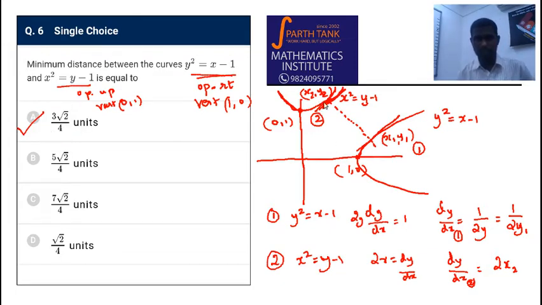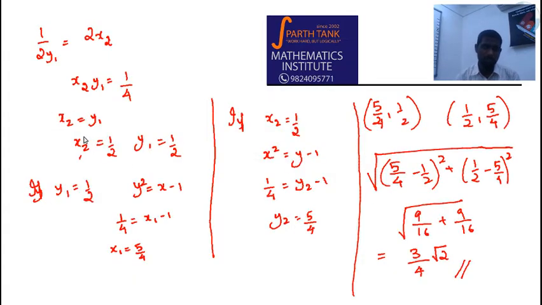The ideas that we have used are the shortest distance is along the common normal. So if there is a common normal, then the tangents at the ends of the common normal should be parallel. Their slope should be the same. So slope of the tangent to this curve at x1, y1 should be the same as the slope of this tangent at x2, y2. We got that, and using the argument of symmetry, we took x2 is equal to y1 in order to solve and obtain x1, y1, x2, y2. And then distance is simple. This is distance formula.